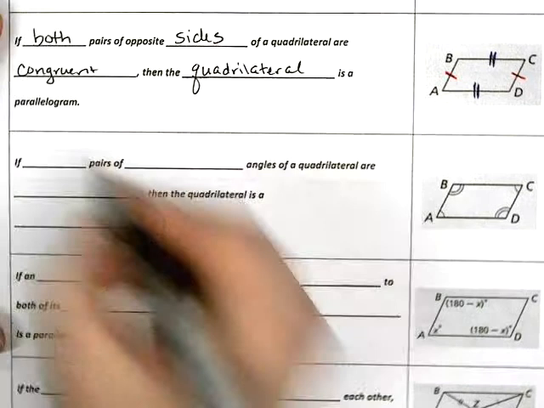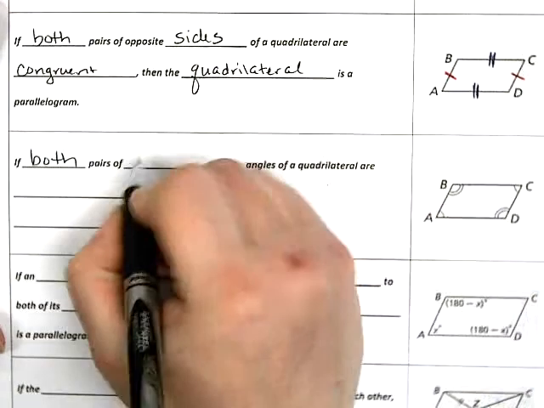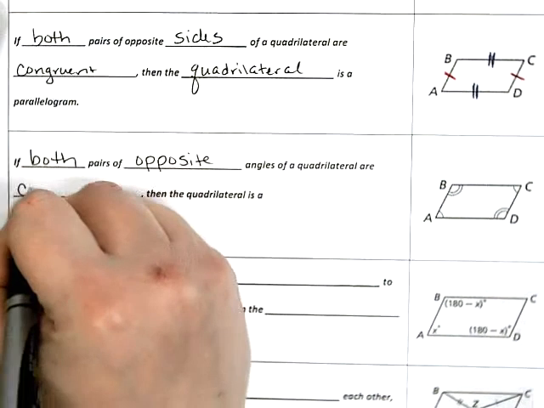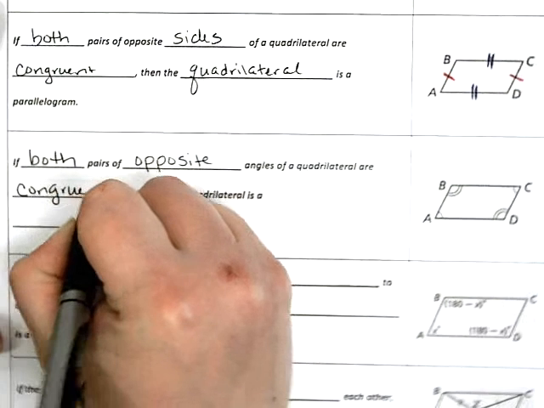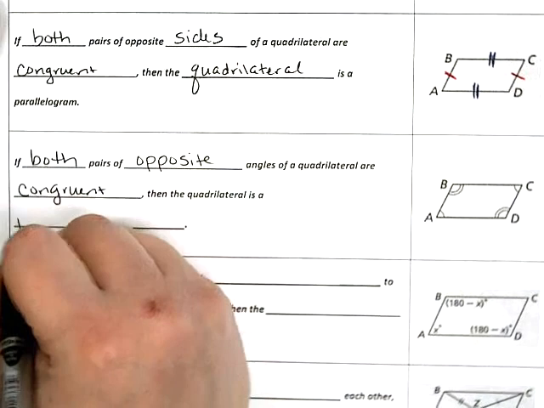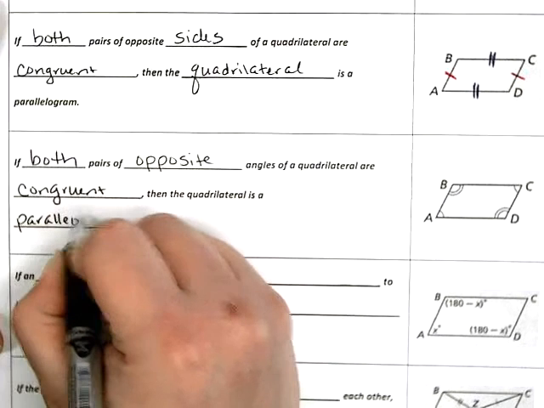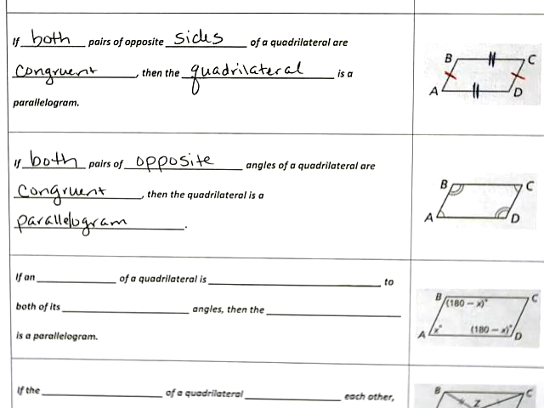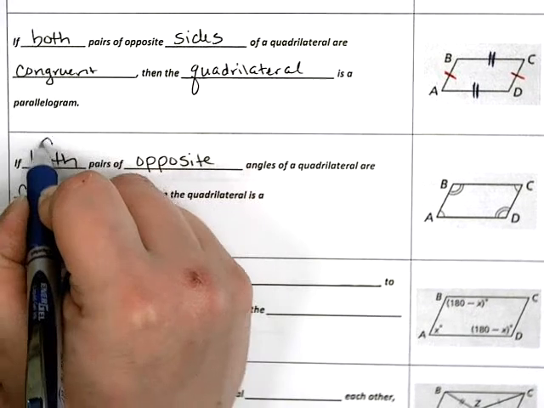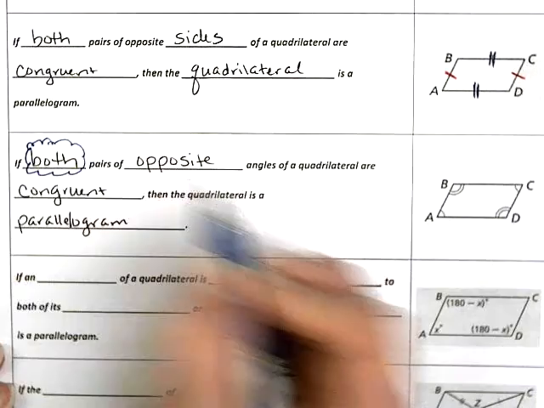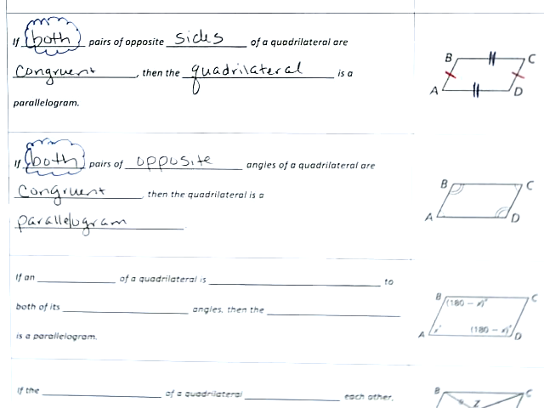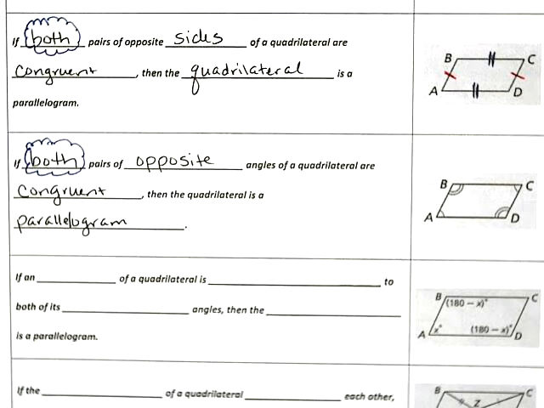If both pairs of opposite angles of a quadrilateral are congruent, then the quadrilateral is a parallelogram. Might help if I could spell parallelogram correctly. The key word for this is again both. Just like in the last one, both pairs of opposite sides congruent, this one is both pairs of opposite angles congruent. That gets us a parallelogram as well.